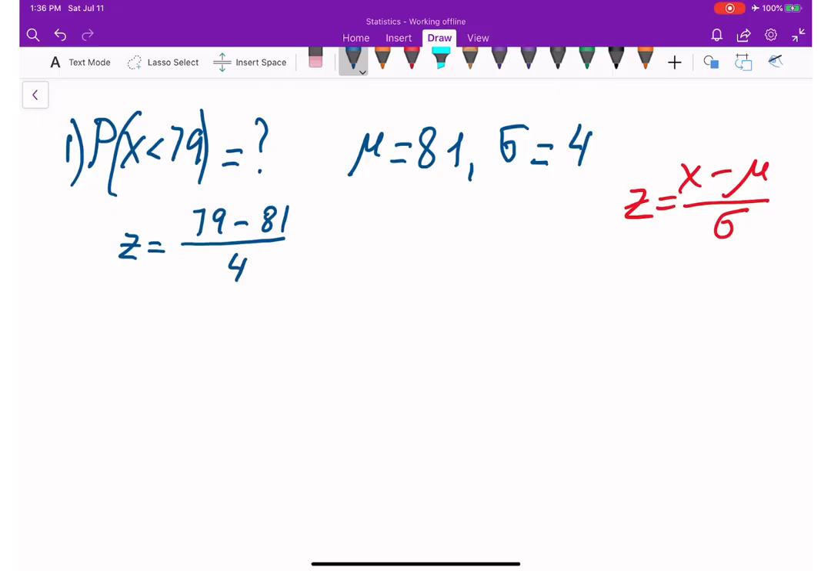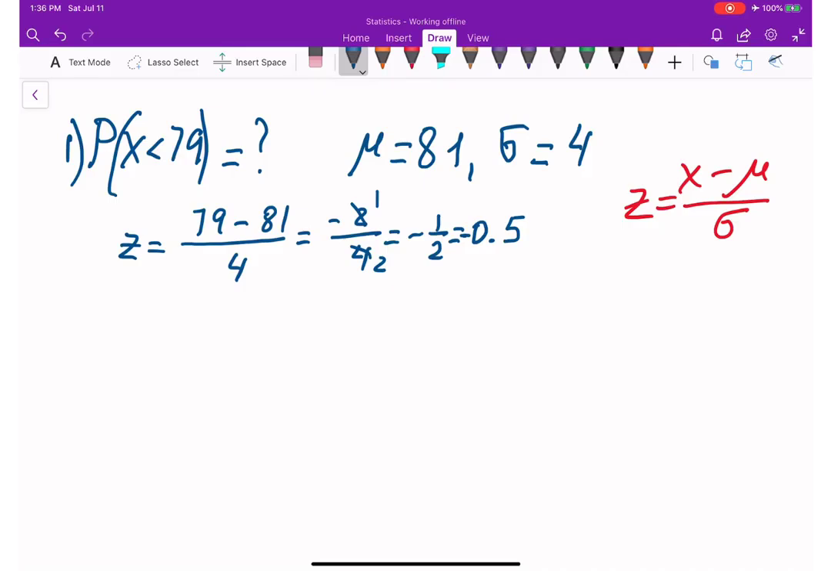Okay, so let's see. 79 minus 81 is equal to negative 2. Negative 2 divided by 4, this is 1, this is 2. We get negative 1/2, which is negative 0.5.